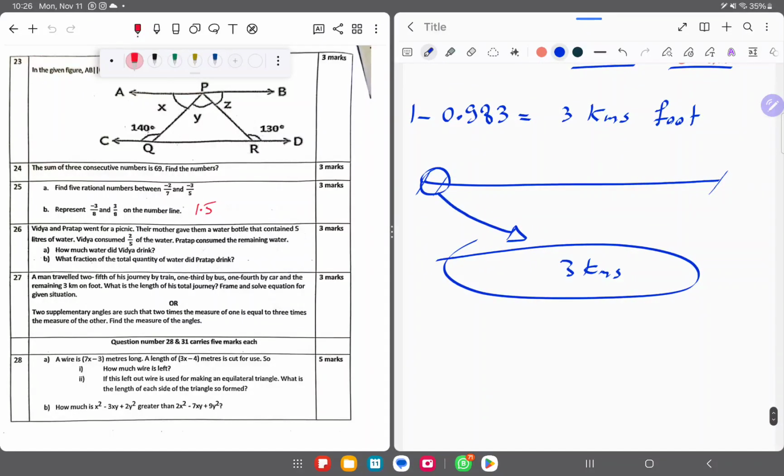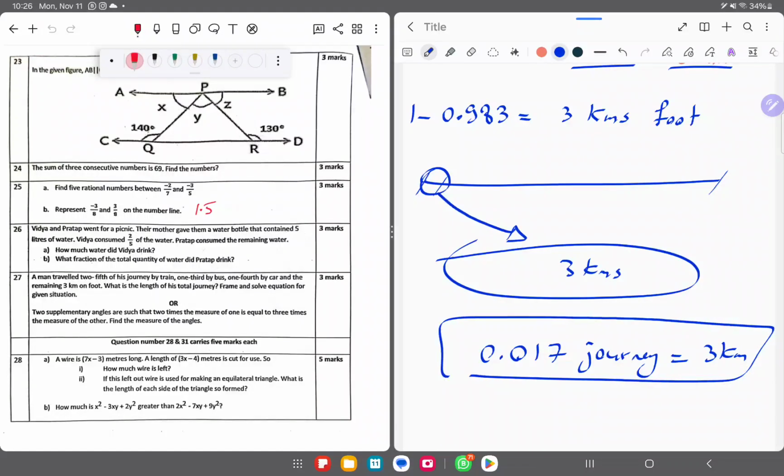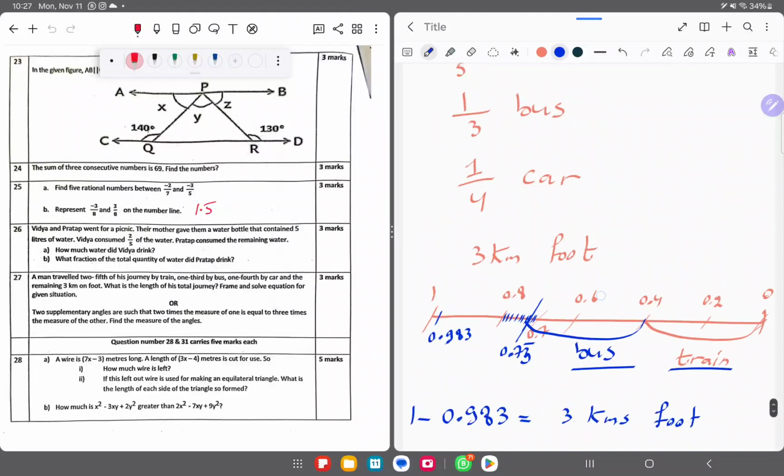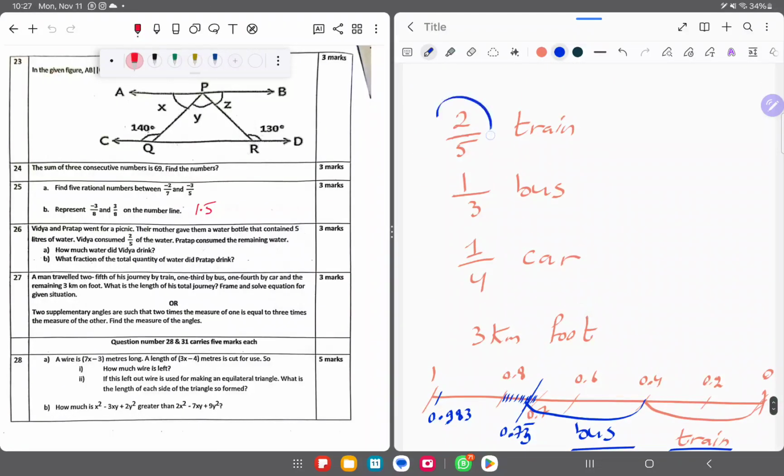So 1 minus this, I'm going to have 0.017 of the journey is equal to 3 kilometers. All of what I was trying to do is to get a link between what is given. So I was trying to look for a link between what is given and how much of the journey did he actually walk, because they didn't tell me. They gave me a lot of numbers.